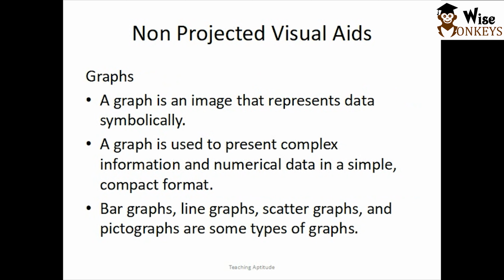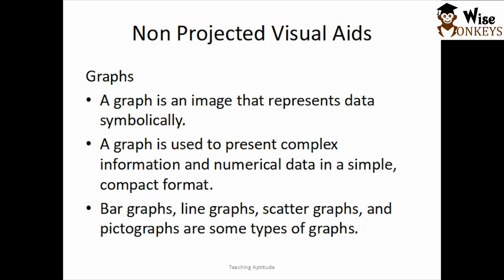And graph, what about graph? A graph is an image that represents data symbolically. A graph is used to present complex information and numerical data in a simple compact format. Bar graphs, line graphs, scatter graphs, and pictographs are some types of graphs.